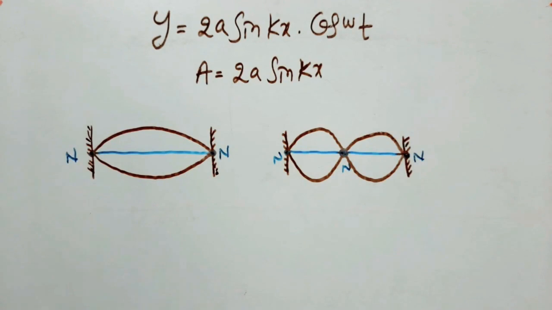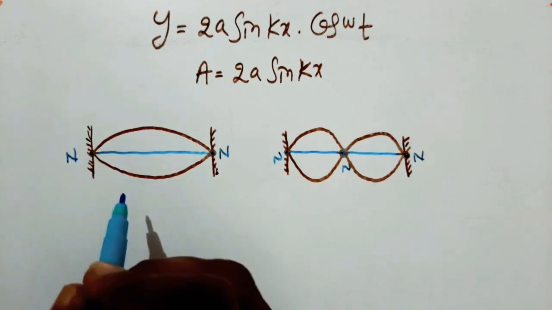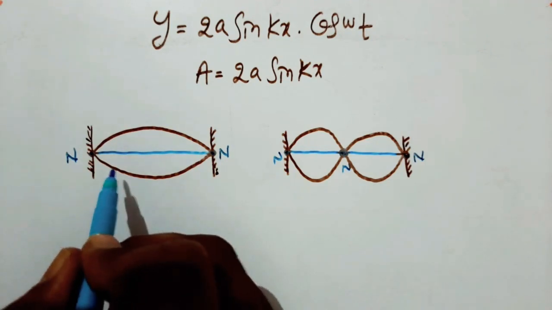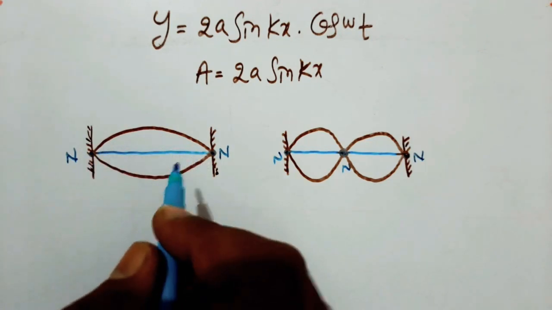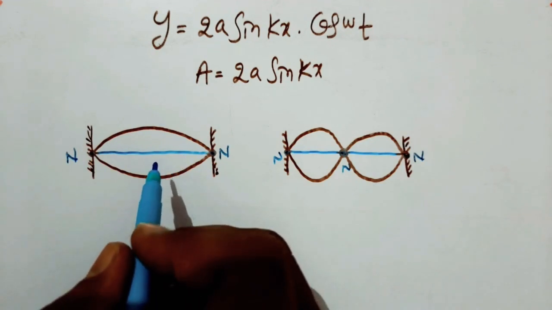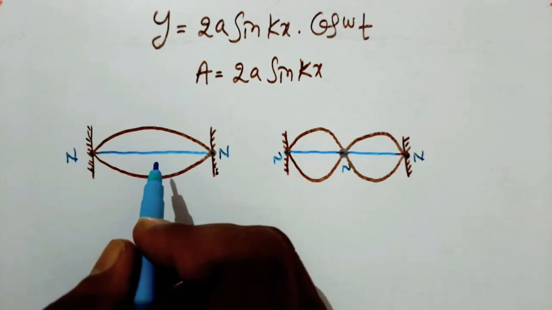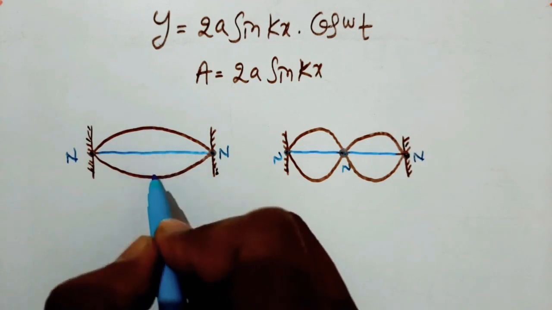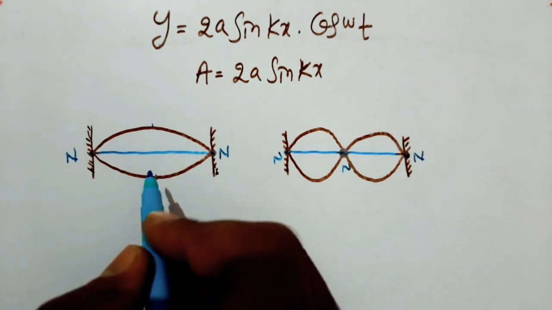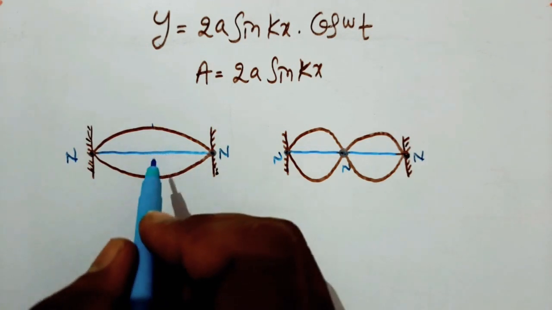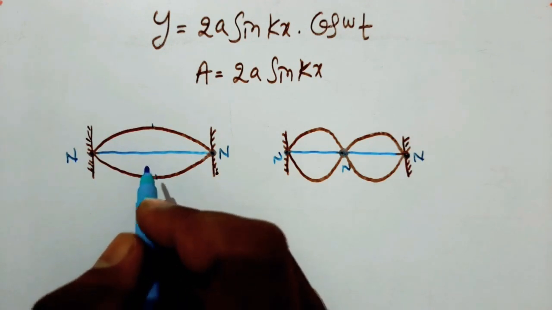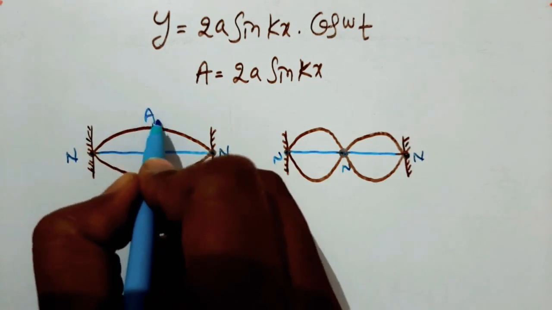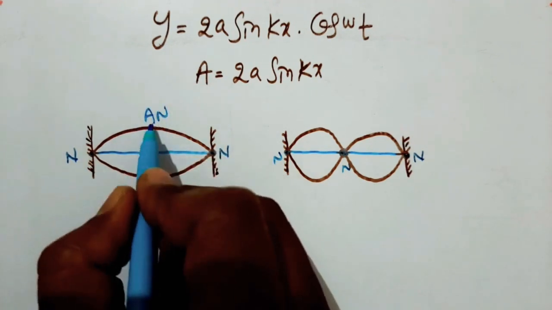The positions of maximum displacement are known as antinodes. When a string is oscillating with one loop, where does it have maximum displacement? Here it has maximum displacement. So the position of maximum displacement is known as an antinode. So here it has an antinode.